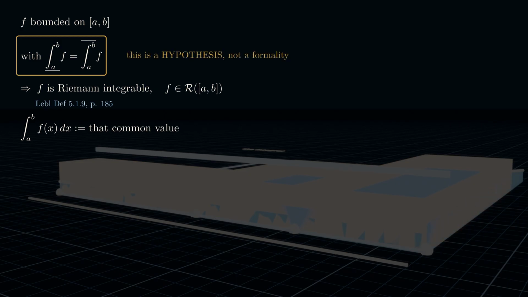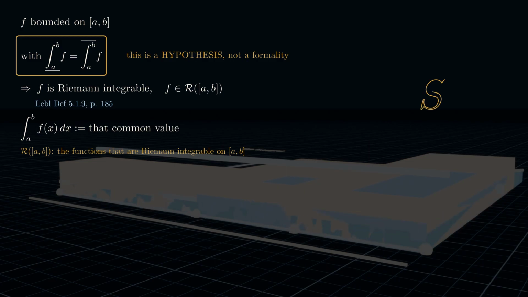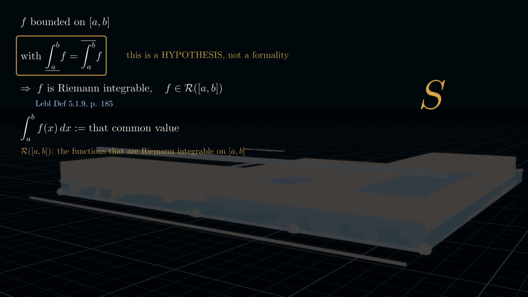Notice its shape, too. Conditional. Riemann integrable is a property some functions have and others lack, and our Lebl names those that do. Script r of the closed interval ab. Then we write the integral sign, from a at the bottom to b at the top, f of x dx. That symbol is not decoration.